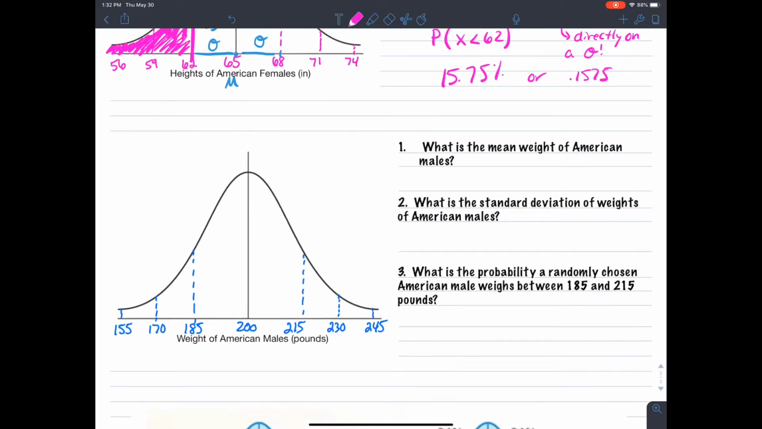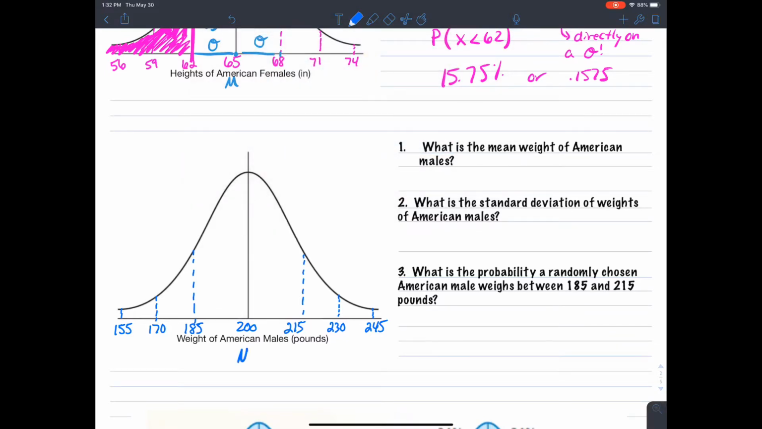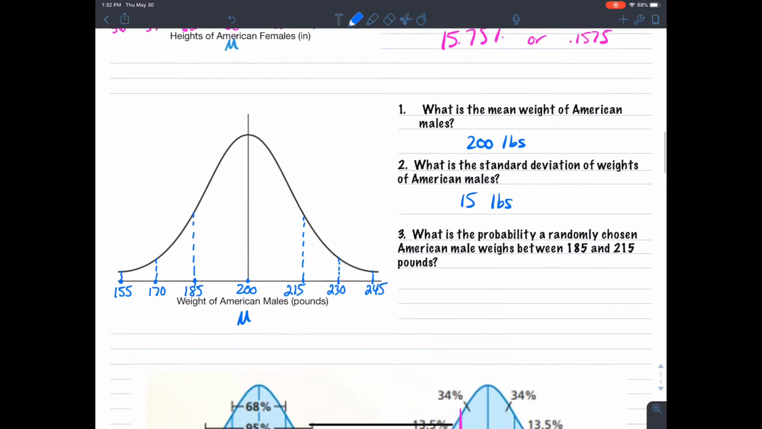So that's just one normal curve to get acclimated. We're going to look at another normal curve. This one is now showing the weight of American males, and that is represented in pounds. We can see that the mean is in the middle, so the mean of American males is about 200 pounds. The standard deviation, we can see they've ticked off those standard deviations for us on the x-axis. Each one of those tick marks is a distance of 15 away from each other, so the standard deviation is 15 pounds. So they ask us, what is the probability that a randomly chosen American male weighs between 185 and 215 pounds?